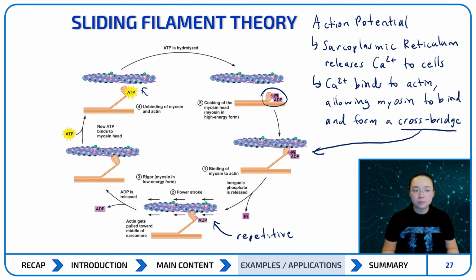Once your impulse or the signal from your brain to your muscle stops, the calcium is pumped back into the sarcoplasmic reticulum, and the actin returns to its resting position. So that is going to allow your muscles to lengthen and relax.